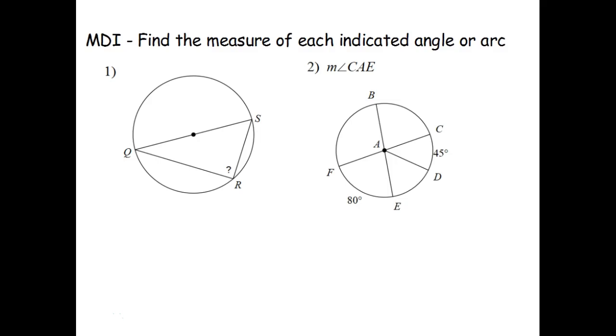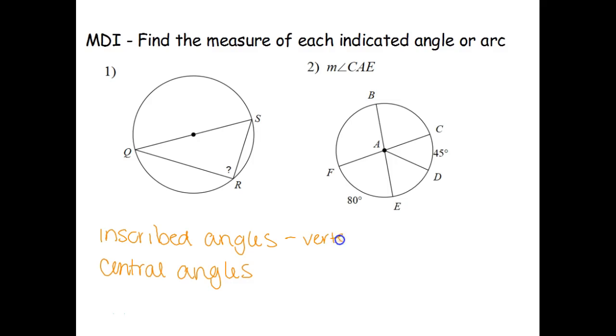So just a refresher to think back to before break about the different kinds of angles that we talked about. We've talked about inscribed angles. And we've talked about central angles. So remember that inscribed angles have a vertex on the circle, and central angles have a vertex at the center.